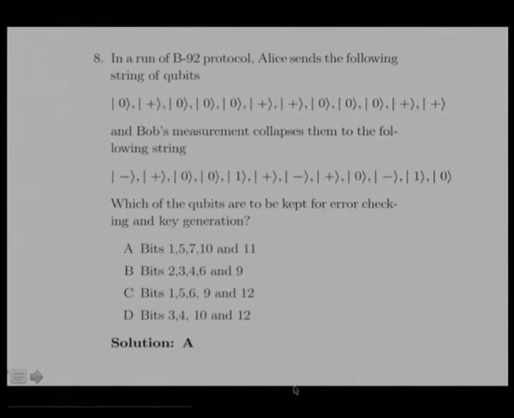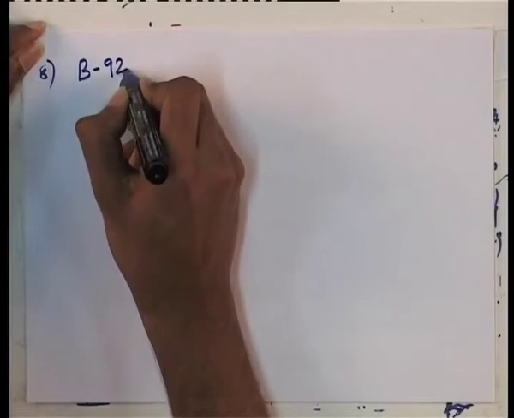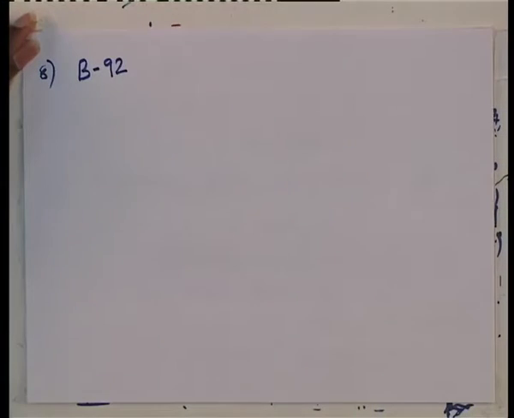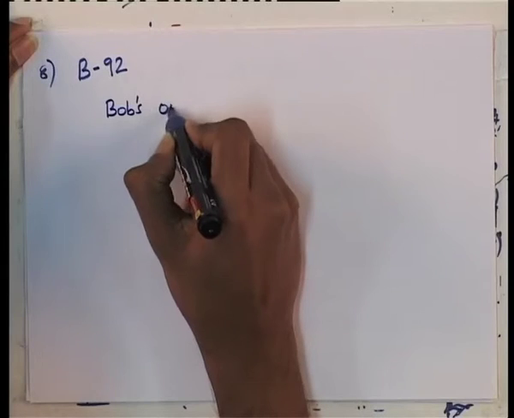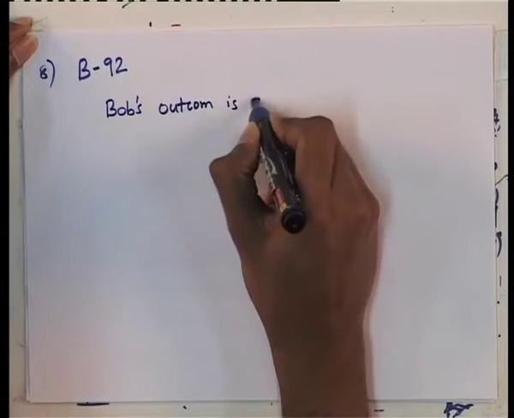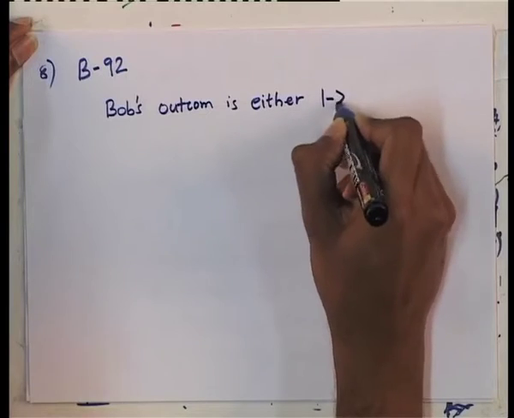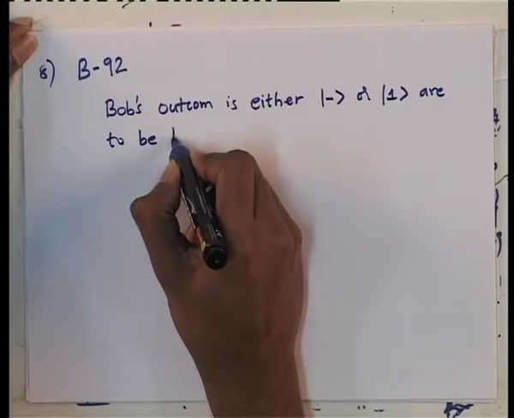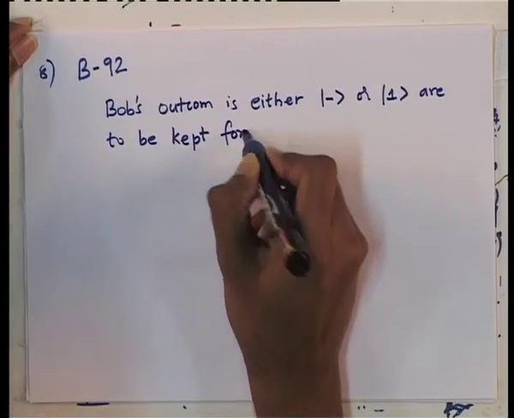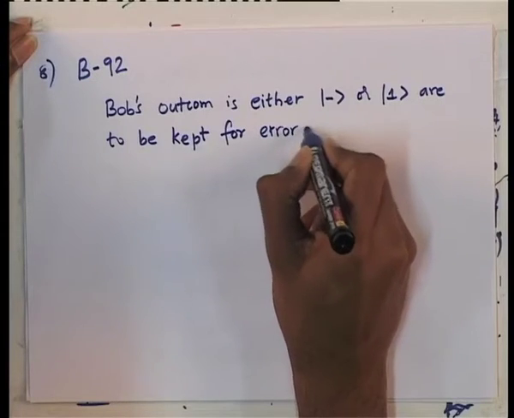Let us look at problem number 8. Problem number 8 is based on the B92 protocol. The question is, which of the qubits are to be kept for error checking and key generation. We know that only those qubits where Bob's outcome is either minus or 1 are to be kept for error checking and key generation.